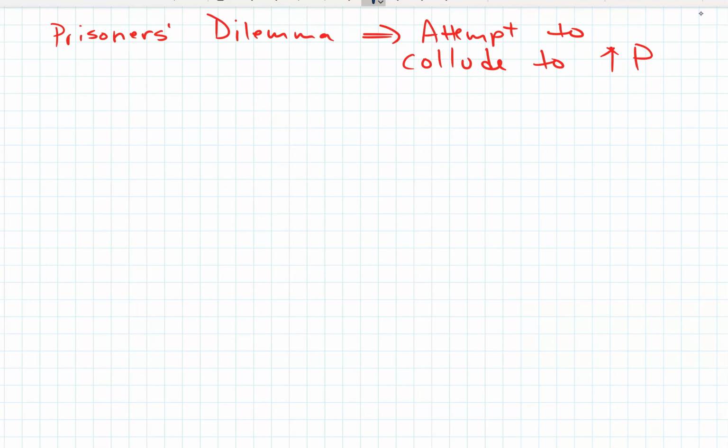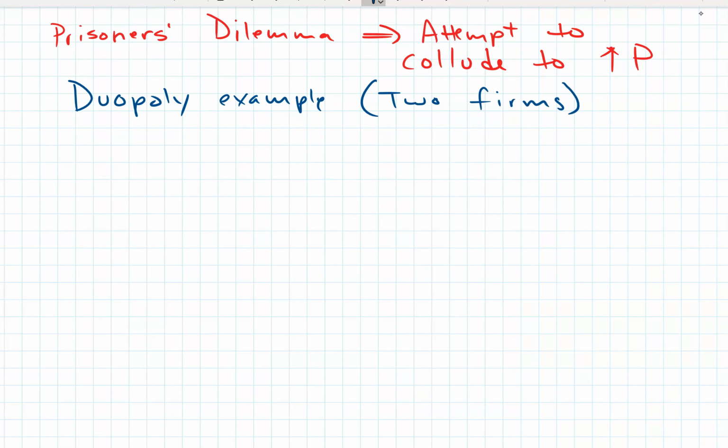We're going to use a duopoly example just because it's mathematically more simple. That means we just have two firms. You could think of this as Coke and Pepsi or something like that, some market where there's just two big firms that pretty much dominate the market. They could do this in their market.